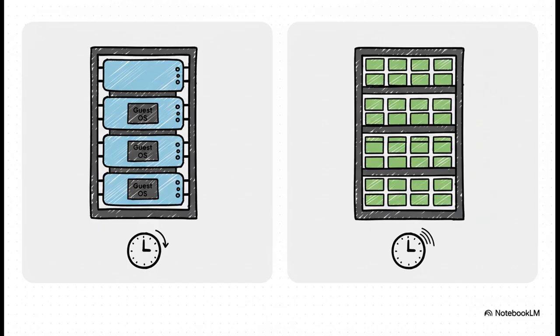A VM gives you isolation at the operating system level, but you pay for it with all the overhead of a full OS, meaning boot times are in the minutes. A container, on the other hand, isolates at the process level and just shares the host OS. And the result? Boot times in milliseconds and barely any resource overhead. You can cram way more containers onto a single server than you ever could with VMs.